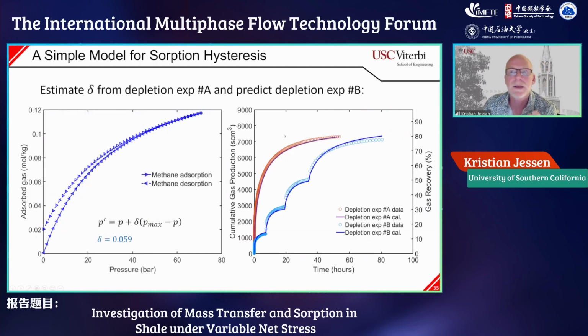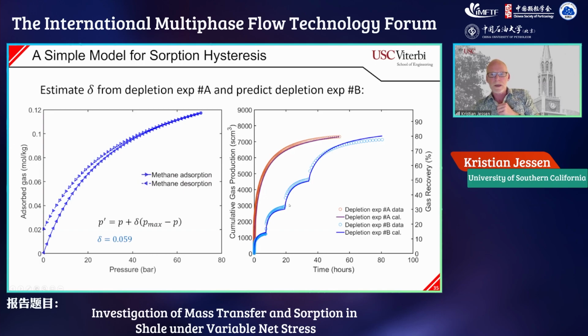Well, we have two production experiments. We have our first experiment where we just deplete straight to atmospheric conditions, and we use that to estimate this sorption hysteresis parameter delta, and we end up with sorption curves that look like this. And then we can use that to predict the behavior of our stage-wise production process.